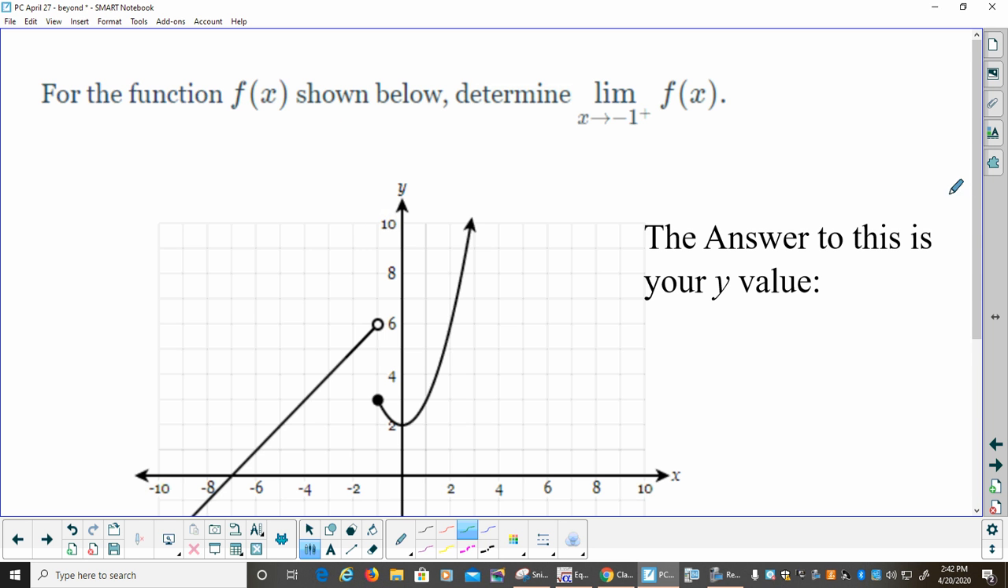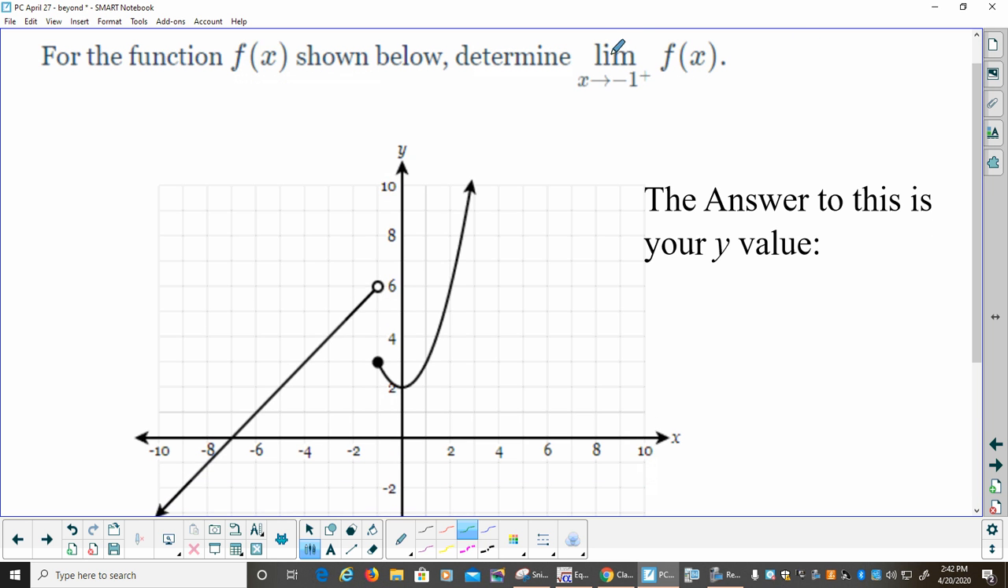For this function, whatever this function is, determine the limit as x goes to -1 from the right. So, there's -1. I want to approach it from the right side. So I'm just going to look at my x values, and I'm going to move towards -1 from the right. Your answer is your y value. So as x goes from the right side to -1, your y values are shrinking and then growing back and stopping there. What is the y value at -1 from the right side? 3. So the answer to that question is 3.